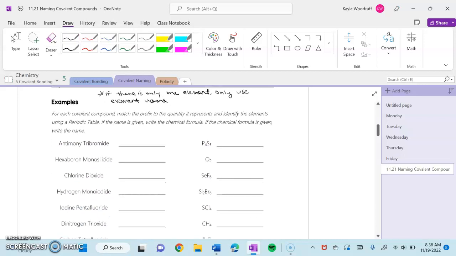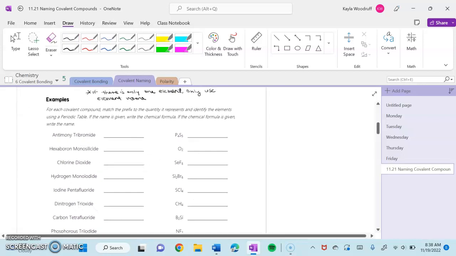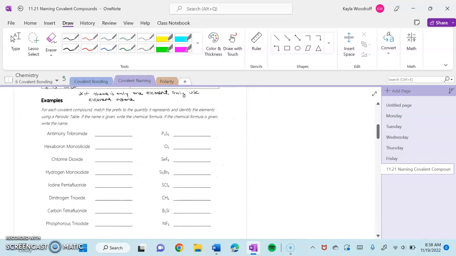So let's look at some examples. I personally think this naming system is easier than ionic because you just look at how many. You don't have to think about charge or Roman numerals or math or patterns or crisscross method.